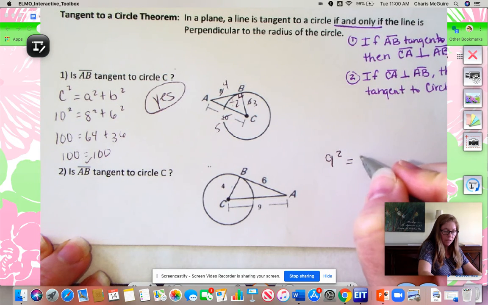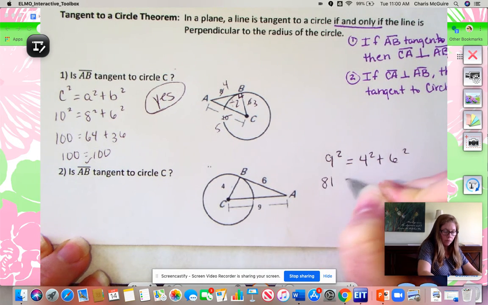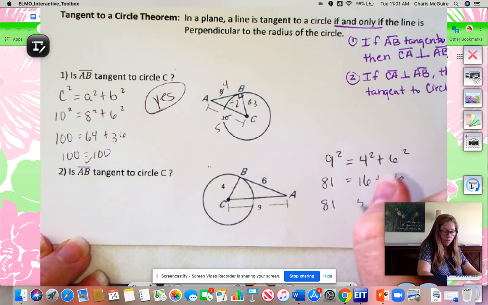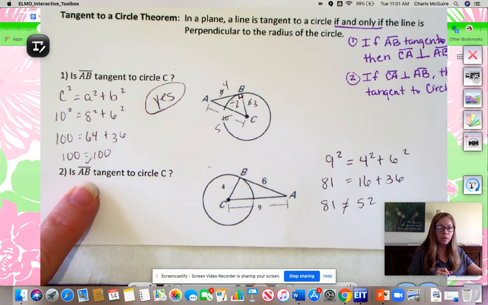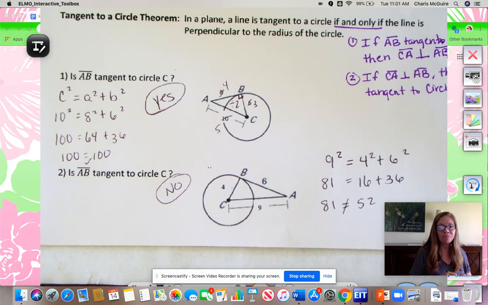Right? And we want to see if this equals 4 squared plus 6 squared. So we have 81 equals 16 plus 36. And 16 plus 36 is a 52. So that does not equal, right? That's an obtuse triangle. That is not a right angle. So is AB a tangent to circle C? We would definitely say no, it is not.